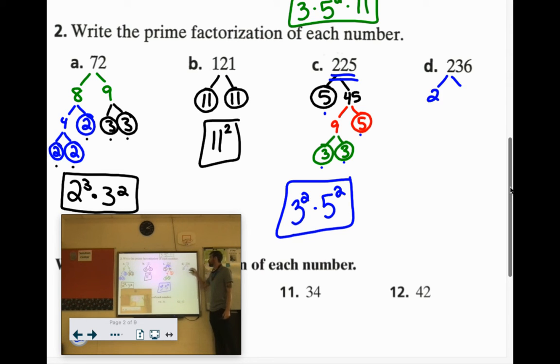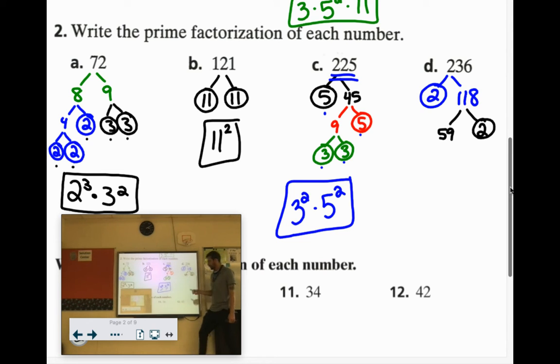236. I don't know any factors right away, but I see that it's even. So I know that 2 goes in there. Half of 200 is 100. Half of 36 is 18. 2 is prime. All right. 118 is even, so I know 2 goes in there. Half of 100 would be 50. Half of 18 would be 9. So it's 2 times 59.